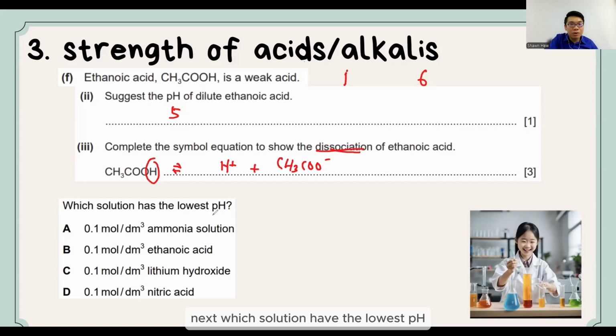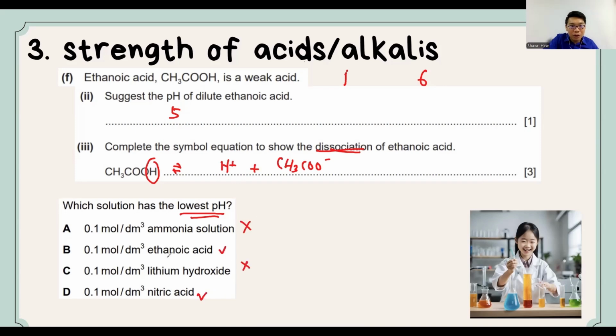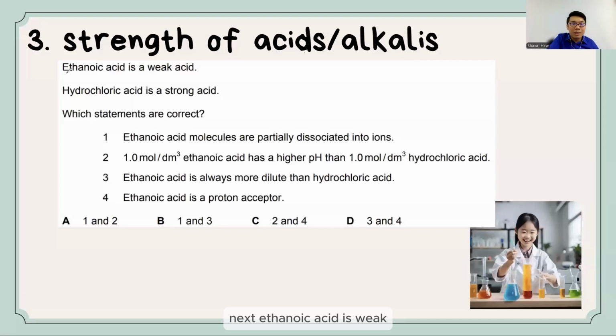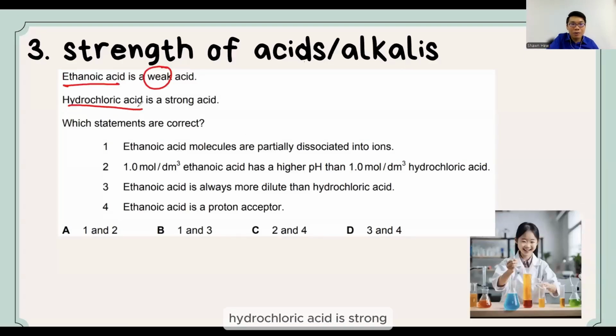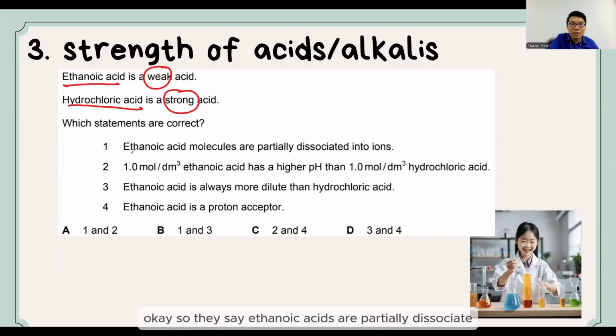Next, which solution has the lowest pH, which is the strongest acid? It must be acid. This is a weak acid, this is a strong acid. So the answer is D. Next, ethanoic acid is weak, hydrochloric acid is strong. Okay, so this says ethanoic acid is partially dissociated.